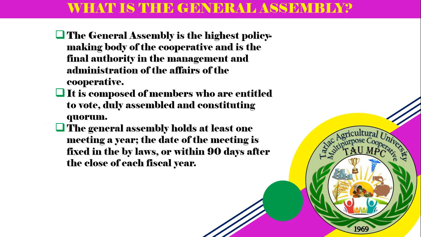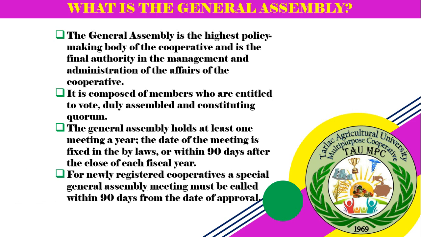The General Assembly holds at least one meeting a year. The date of the meeting is fixed in the bylaws or within 90 days after the close of its fiscal year. For newly registered cooperatives, a special General Assembly meeting must be called within 90 days from the date of approval.